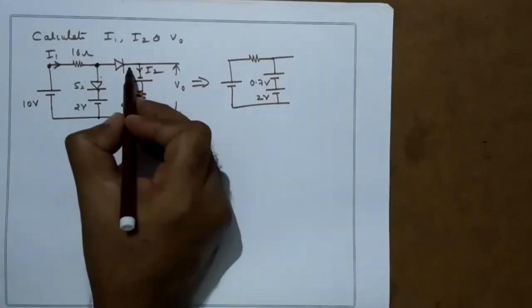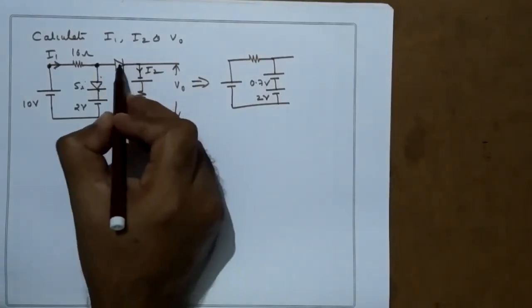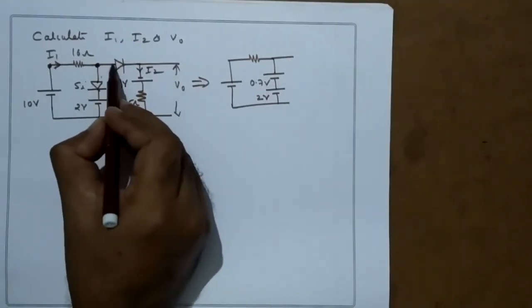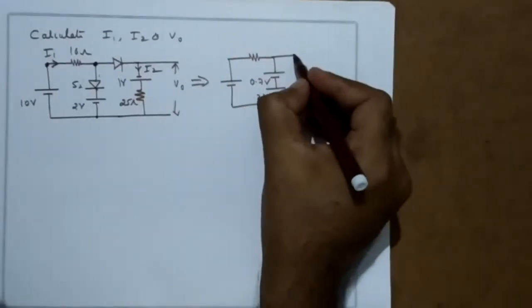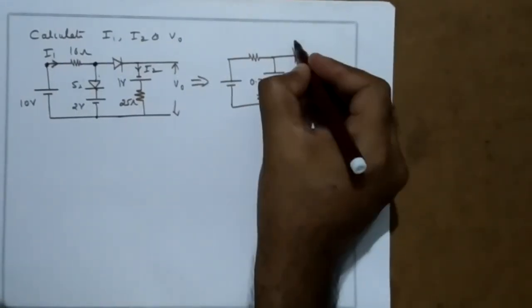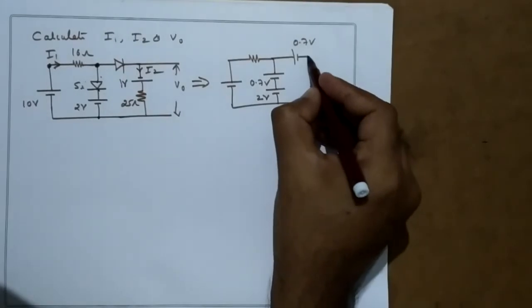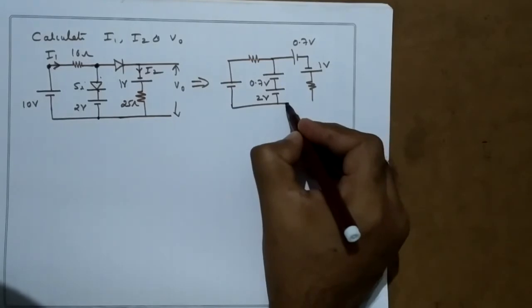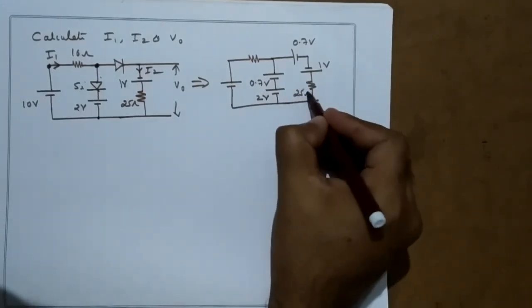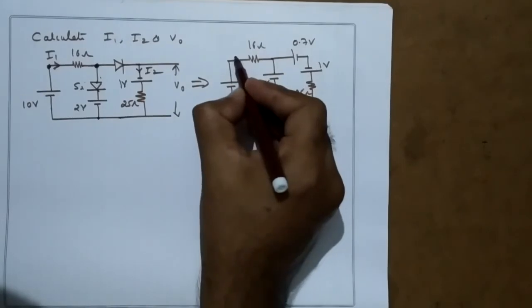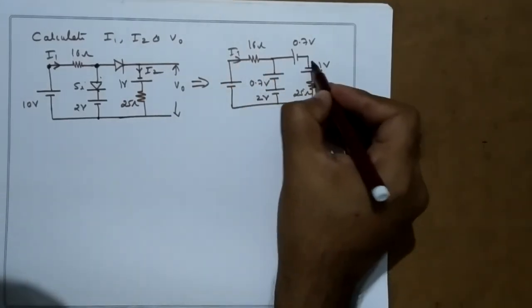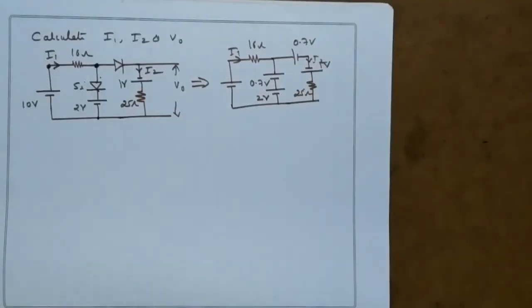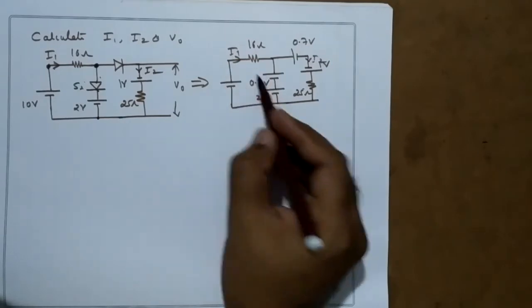And see, this diode is forward bias because the negative potential is given here. Let us say I'll write 1 volt here, example. And here anyway higher potential. This also will be replaced by 0.7 volt. Here 1 volt, 25 ohm. 16 ohm, I1 and I2. Okay, now how to calculate I1 now?